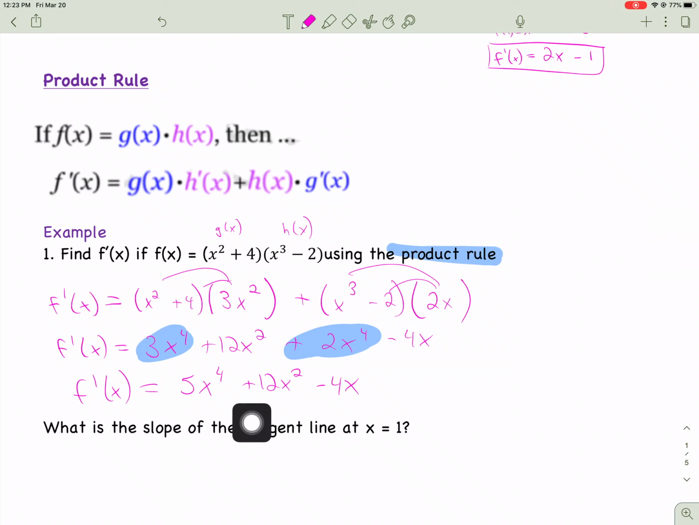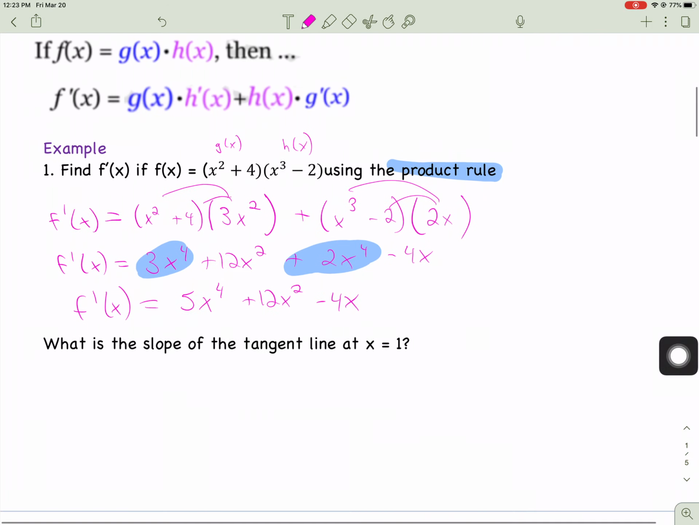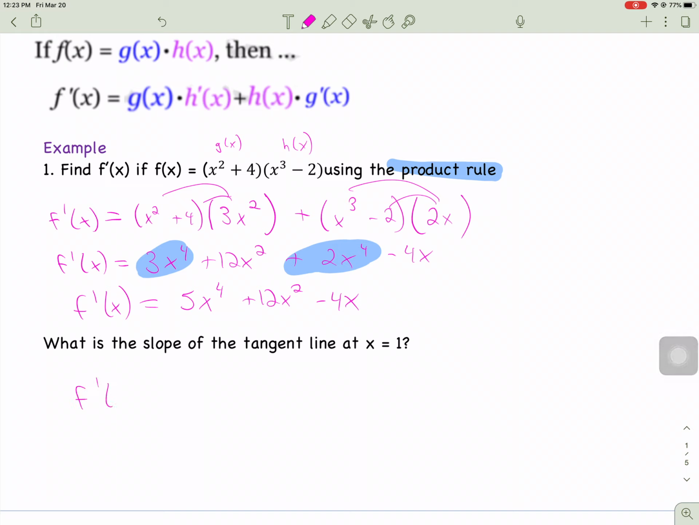So if you want to evaluate the slope at any given moment, the instantaneous rate of change, or the slope of the tangent line, remember derivative means all of that, you would now have this formula here. So then the question says, what is the slope of the tangent line at x equals 1? Here we go. So f prime of 1 just means substitute 1 in.